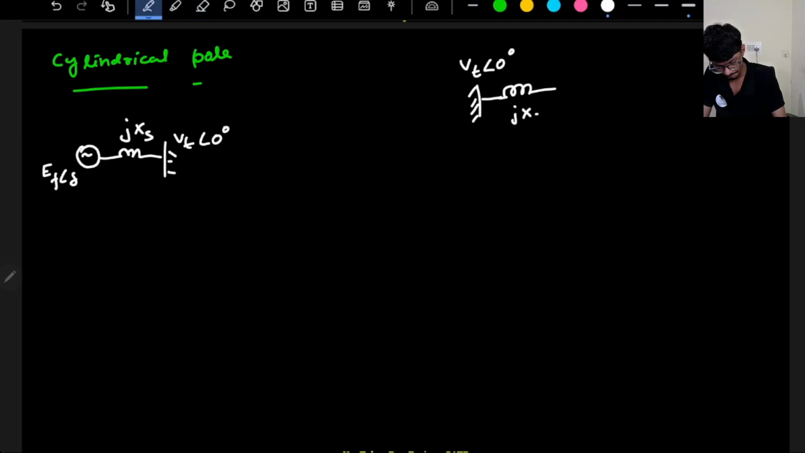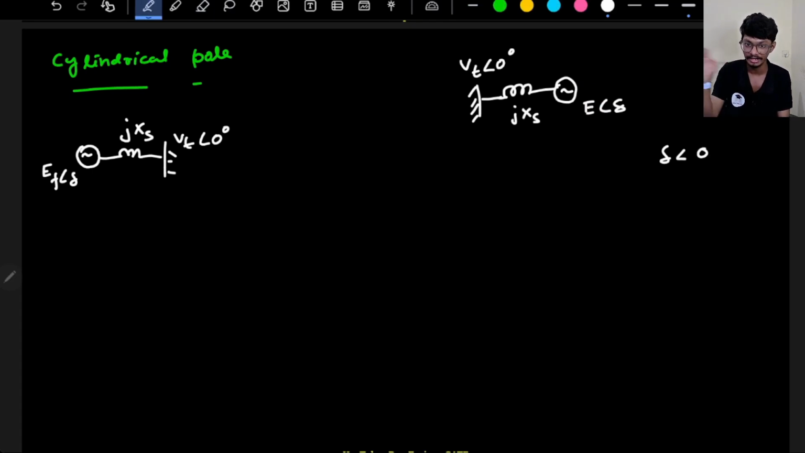This will be JXS, basically E_G angle delta or E angle delta, and remember your delta is negative now. Delta is negative. Please remember delta is less than 0, because it is a motor, so power will always go from higher angle to lower angle.